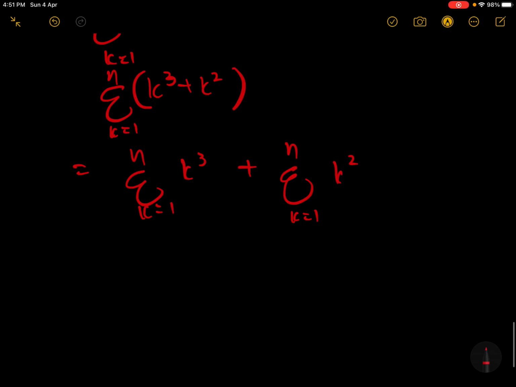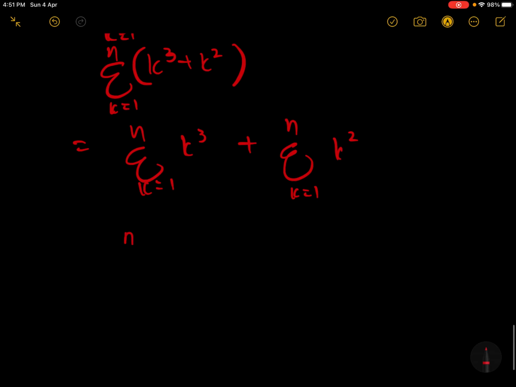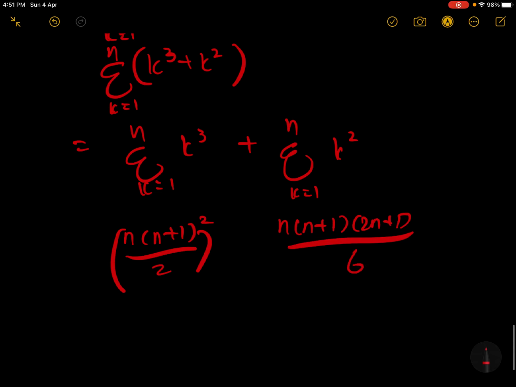And then now you can apply the formulas in. So this one is (n+1)/2 squared. This is n(n+1)(2n+1)/6. So you add them together. I am not going to continue after this because everything else is just normal calculation, factorization.